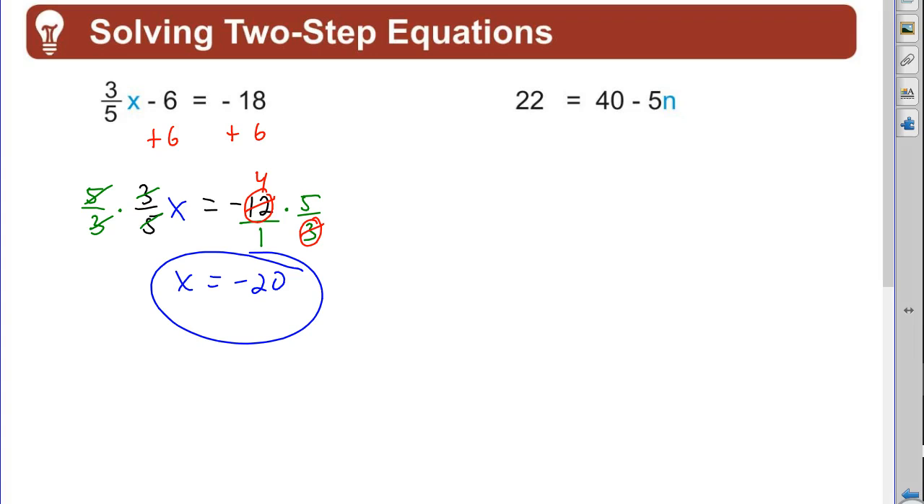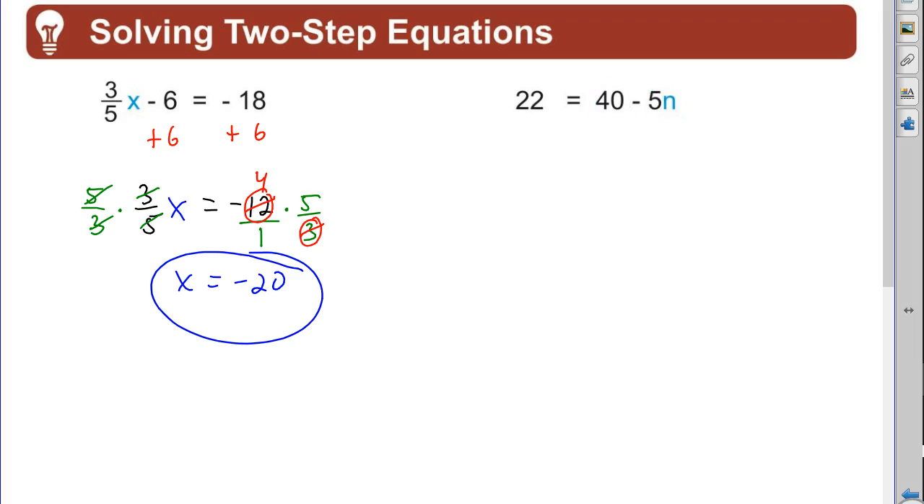Okay, so let's finish this one off. Look, my variable's on the right. I still move things away from the variable. So what do I want to move? I want to move the 40 that is added to the variable, and I want to move the -5 that is multiplied times the variable.